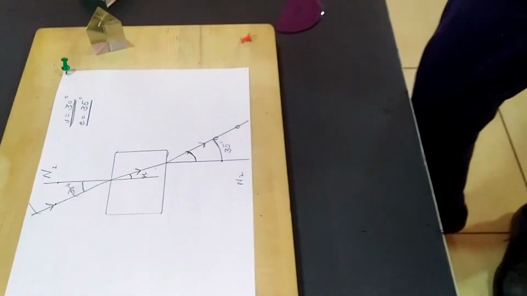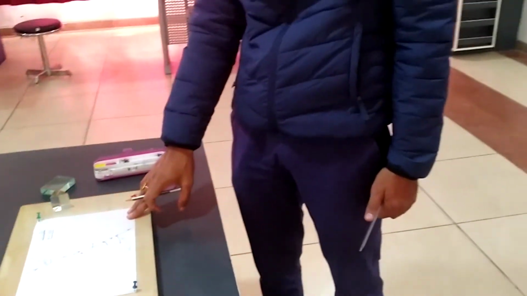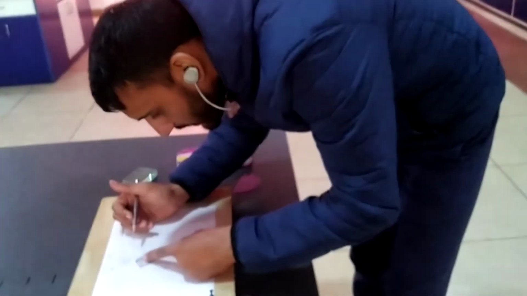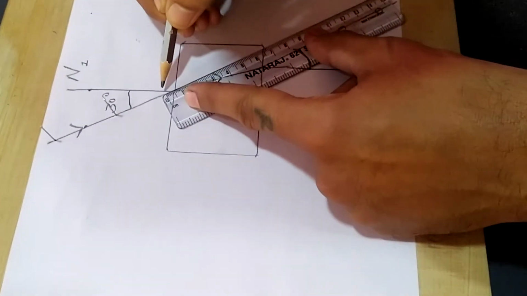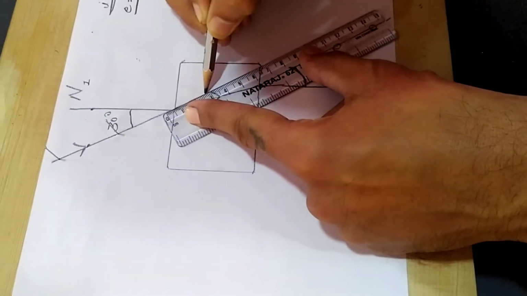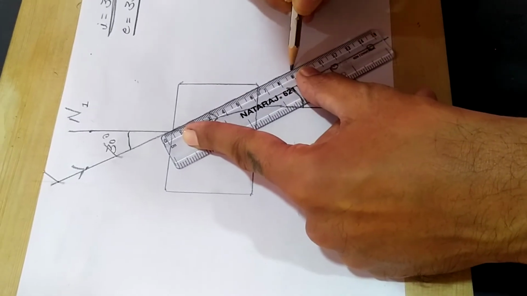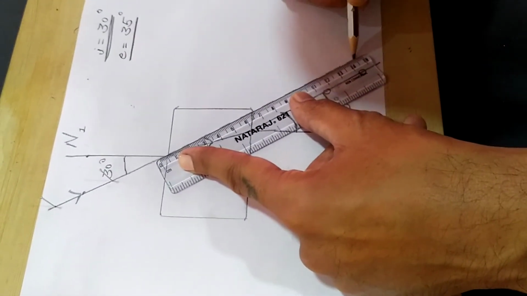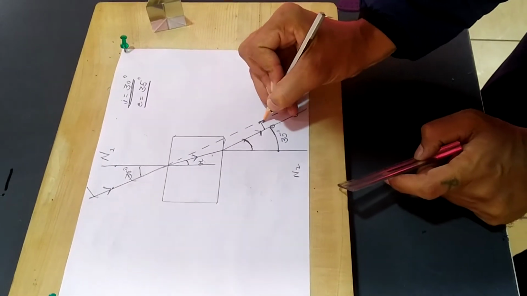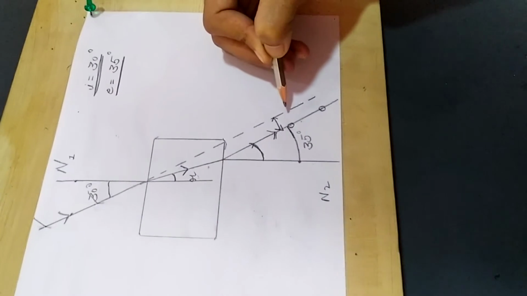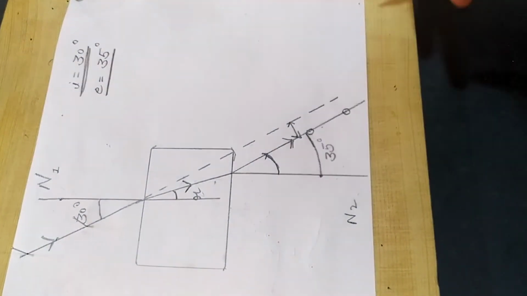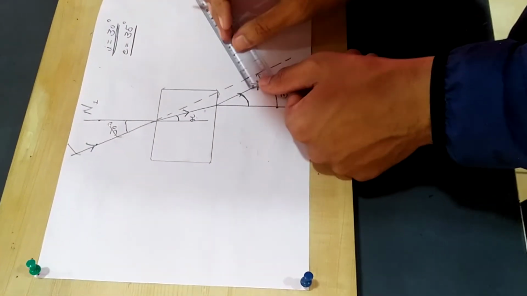Now in order to calculate the lateral displacement, we assume that if there were no glass slab, then how would the light have traveled? So light would have gone straight in that case. It would have gone straight like this without bending, because we have assumed that there is no glass slab. So this distance between the original path of the light ray when there was no glass slab and the emergent ray is known as lateral displacement.